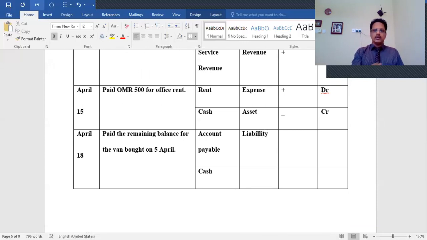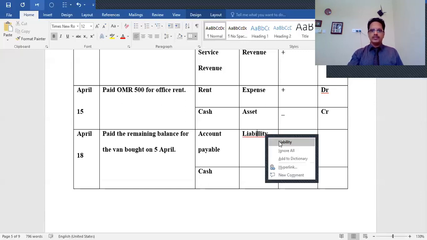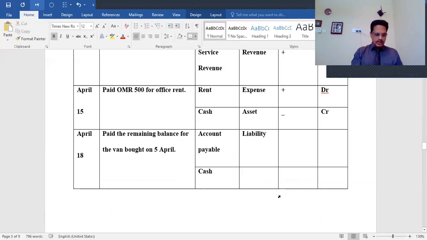One account is liability, and another account is cash. Cash is an asset, you know already. So what happened? Before, you bought a van worth 20,000 and you paid 12,000 immediately. Now you have a liability, only 8,000 you have to pay. Now you paid it, so your liability decreases, and your asset, cash, goes down. Your cash is also decreasing.